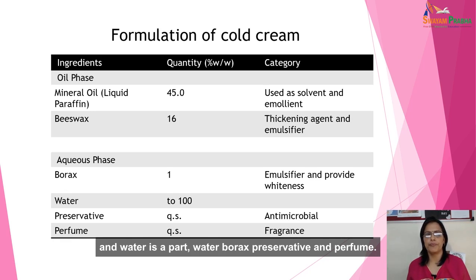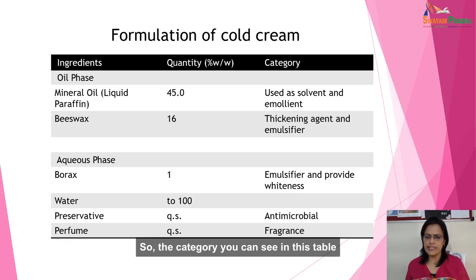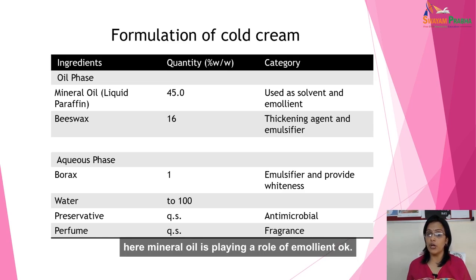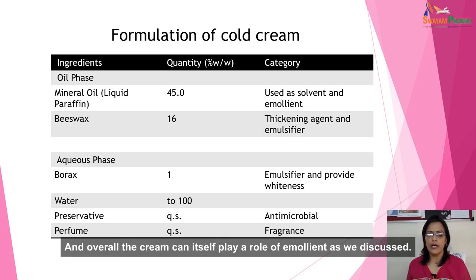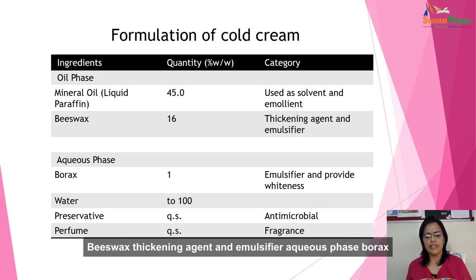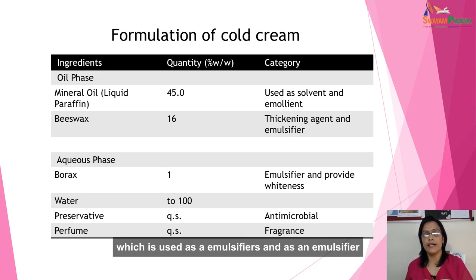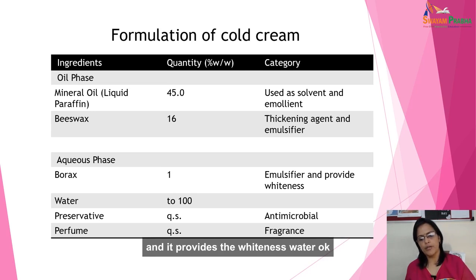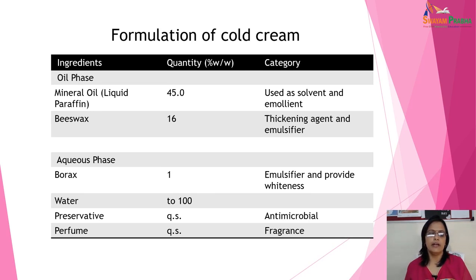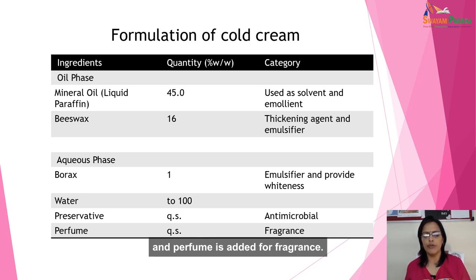preservative and perfume. So the category you can see in this table: mineral oil, which is oil phase. The example of this is liquid paraffin, used as a solvent and emollient. Here mineral oil is playing a role of emollient. And overall the cream can itself play a role of emollient, as we discussed. Beeswax, thickening agent and emulsifier. Aqueous phase: borax, which is used as an emulsifier and provides the whiteness. Water. Preservative, which is antimicrobial, and perfume is added for fragrance.